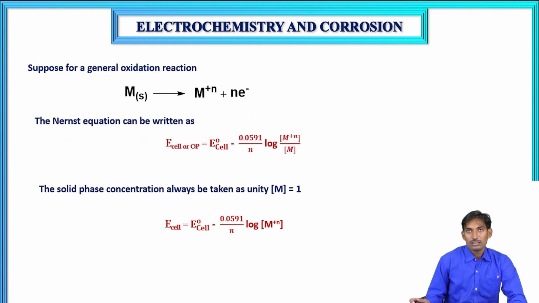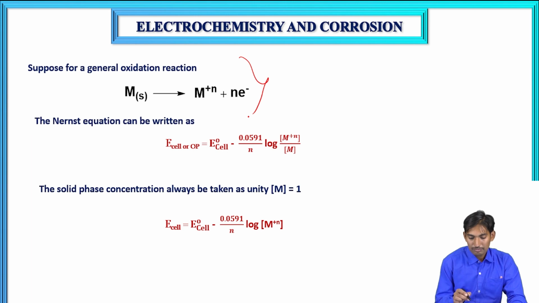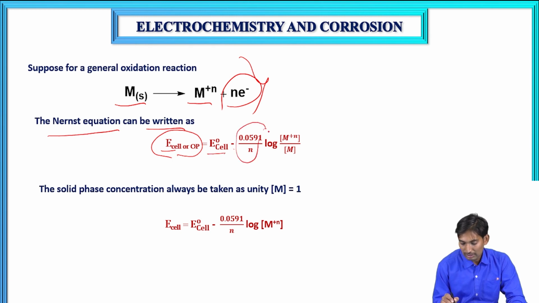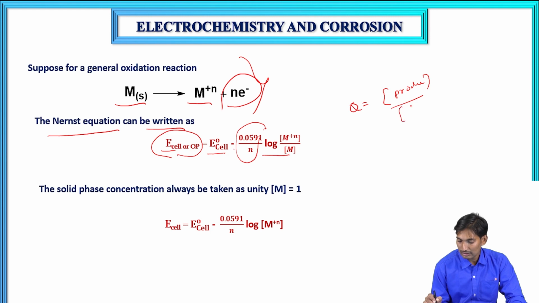First, suppose a reaction undergoes oxidation. What is the Nernst equation for the oxidation reaction? We will see. The metal M undergoes oxidation and forms M^n+ and n electrons. The Nernst equation can be written as E cell, or oxidation potential, equal to E naught cell minus 0.0591 by n, log Q.